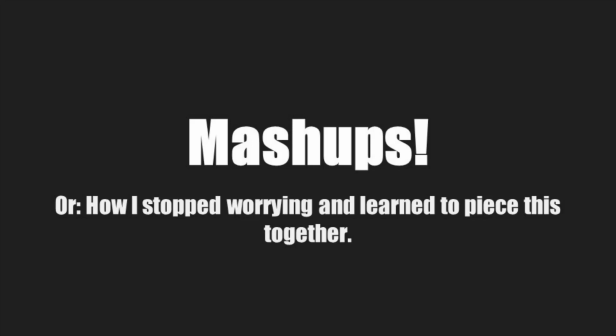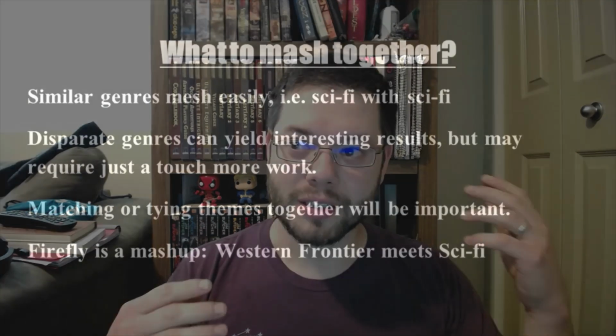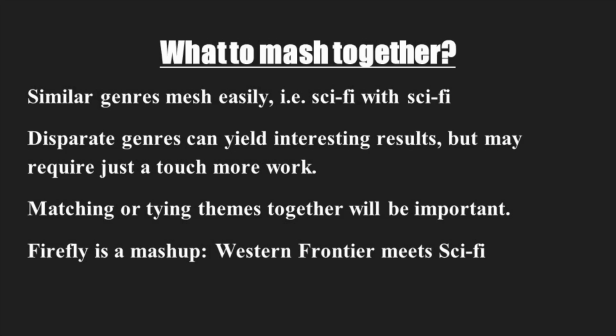Now, when it comes to mashing things up, I mentioned before that it helps if there are some similar things to work with. There are some similar parallels and the like, and the more disparate and disconnected the subjects are, the more work you have to do to tie and stitch them together. Really, what you want to mash together are similar genres. They mesh more easily, especially when you're starting out and thinking about all the different themes and elements that you can stitch together. It's easy to put together one sci-fi genre with another sci-fi genre.